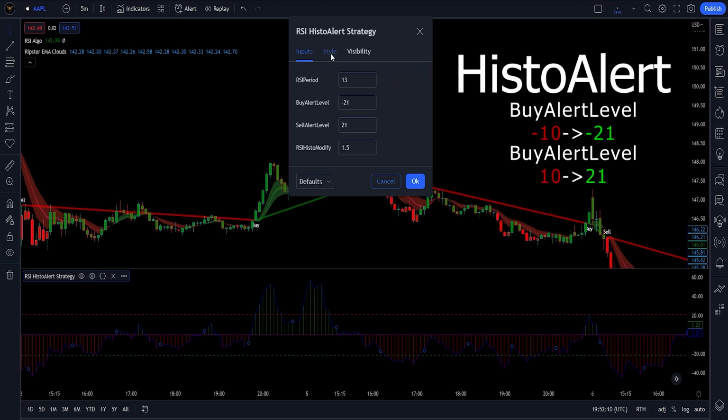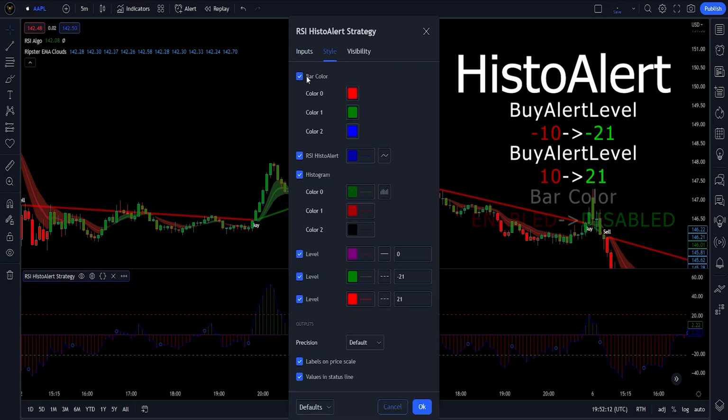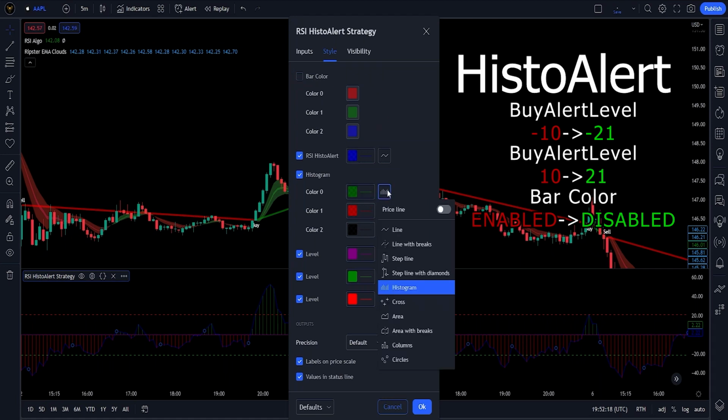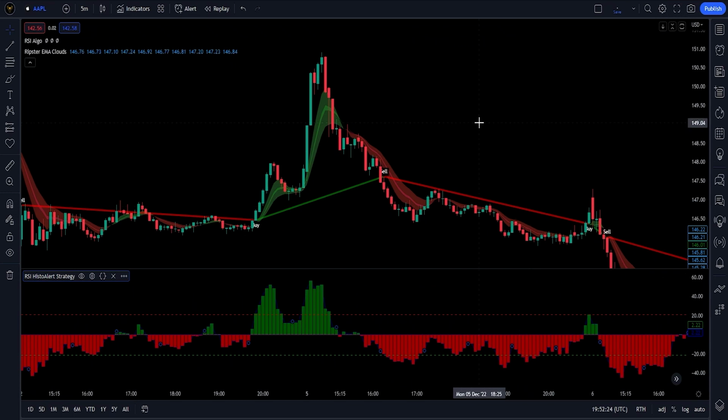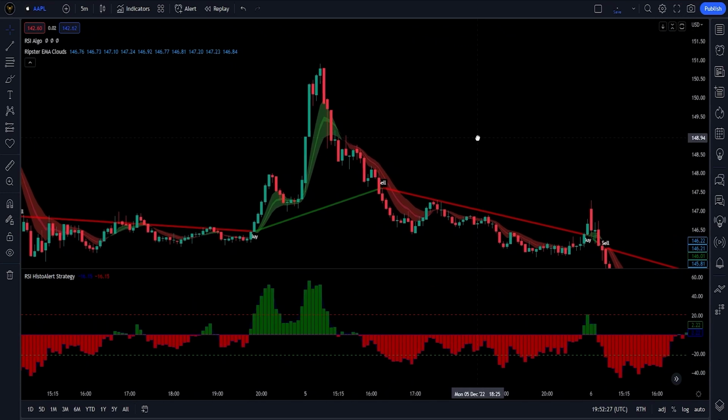Next, let's open our Style tab. In here, disable this very first setting, called bar color. Lastly, select this box right here, and convert your histogram to columns. Press OK, and that's it, we successfully changed our indicators. Alright, let's see how to actually use this scalping strategy, starting off with long positions.